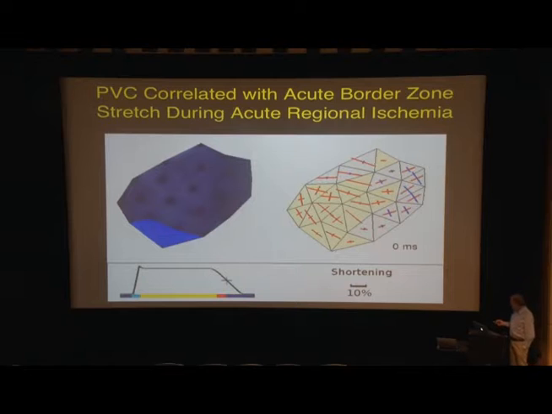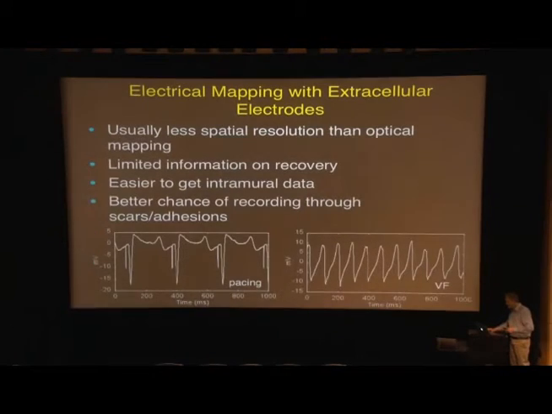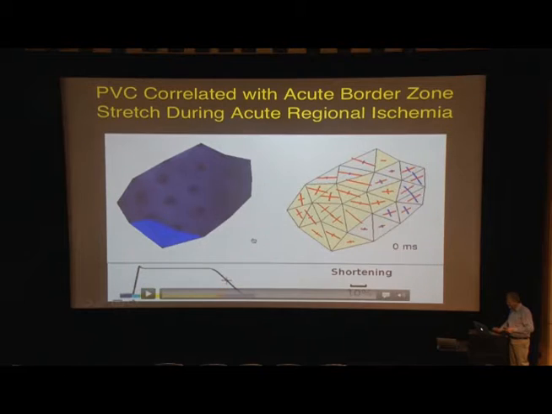What we did in this study, this is using the same instrument. The LAD runs right along this top edge of the mapping array, and we ligated it right about here. You can kind of see, I don't know if you can see it or not, but there's a faint line here, so that's the border zone. Over here now, you're seeing the strains.